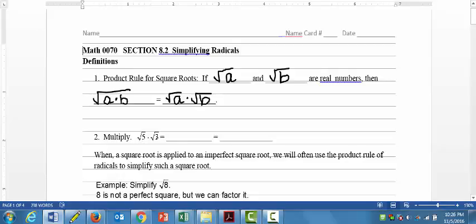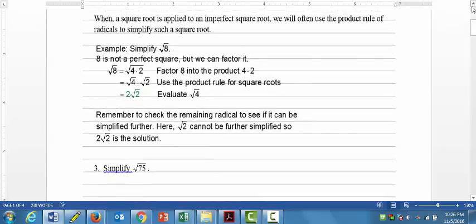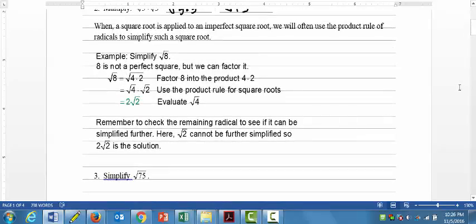If I have the square root of 5 times the square root of 3, this product rule tells me that's the square root of 5 times 3, which is the square root of 15. When a square root is applied to an imperfect square, we will often use the product rule of radicals to simplify such a square root.